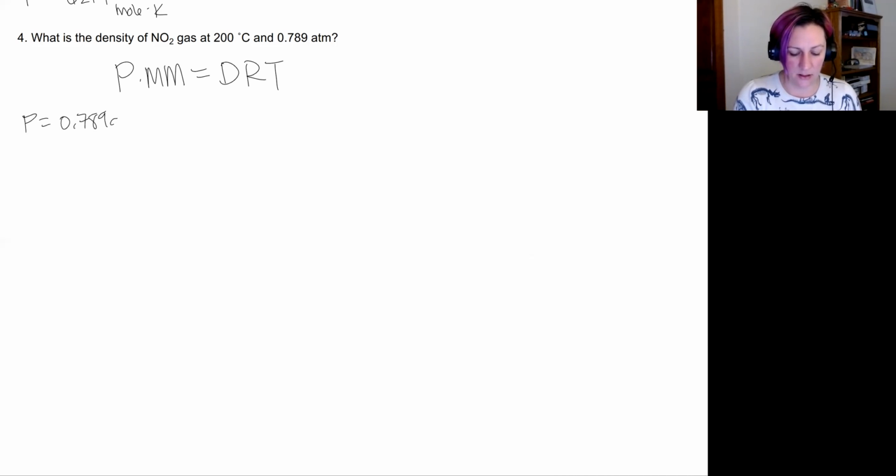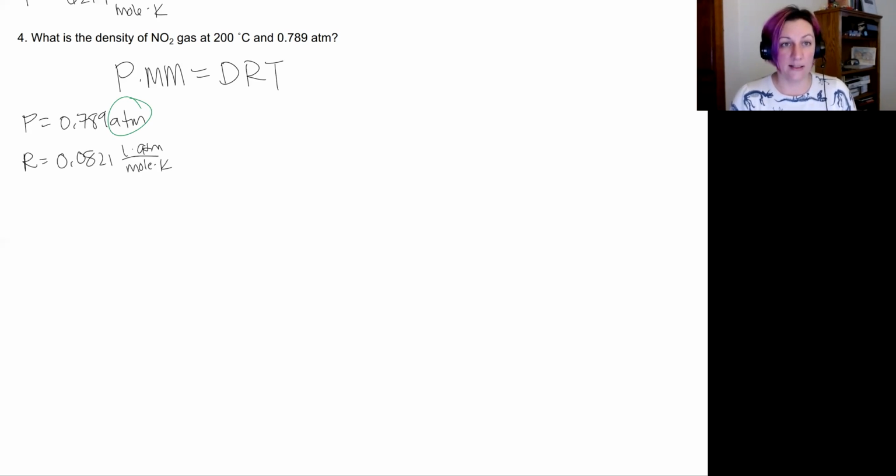So our pressure is given to us as 0.789 atmospheres. Great. That means the R value we're going to use is going to have the units that have atmospheres within it. So our R value should be 0.0821 liters times atmospheres divided by mole Kelvin. All right, so next we are going to try to figure out the density. So we don't know that. Our molar mass for NO2, I'm going to calculate that from the periodic table. And when I do that, I get a molar mass that's equal to 46.01 grams per mole.